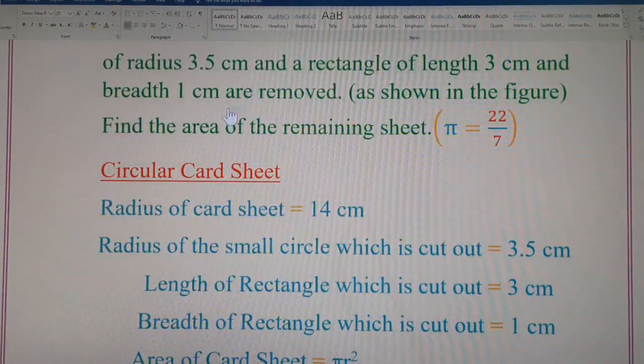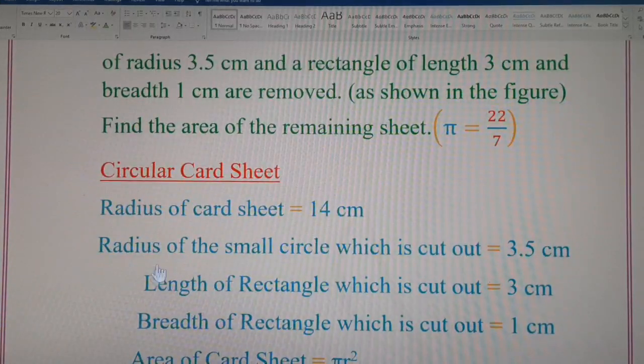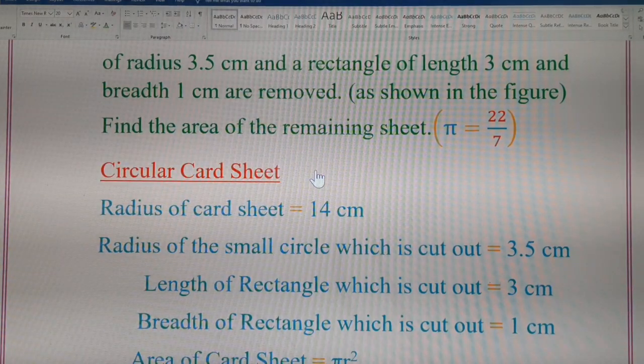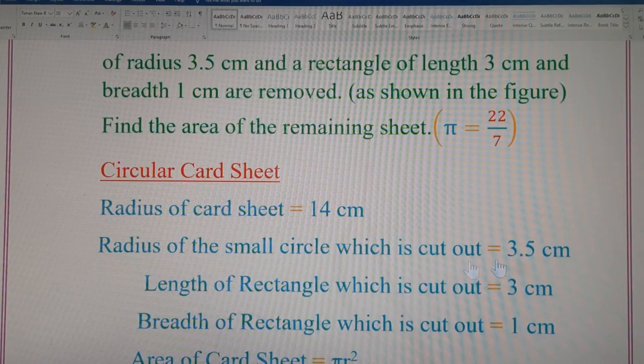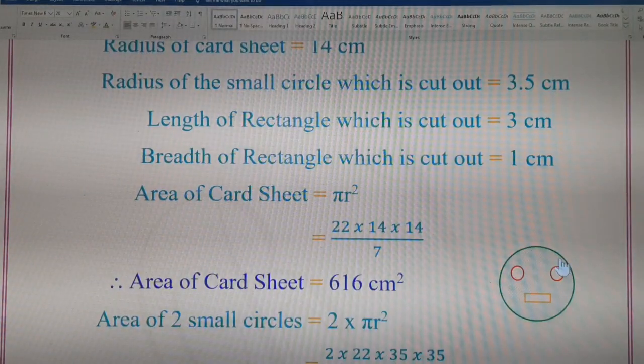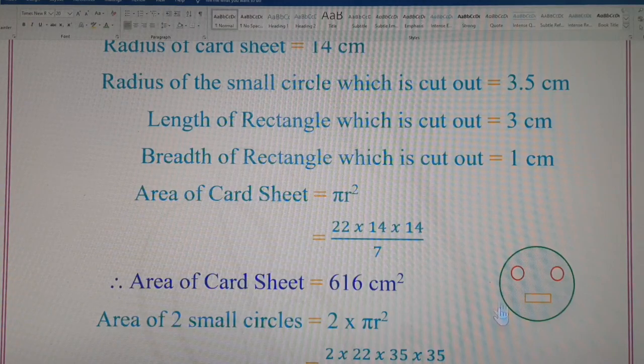So whatever details are given, we have to first copy as it is and then start the sum. First we'll write the name of this sum. So what are we calculating regarding the sheet which is circular in shape? So the heading will be circular card sheet, and the radius of the card sheet is given as 14 centimeter. The radius of the small circle which is cut out is given as 3.5 centimeter, and the rectangle which is cut out is of length 3 centimeter. The breadth of that rectangle is 1 centimeter, and we have to first calculate the area of the remaining card sheet. But first we'll calculate the original area of the card sheet.